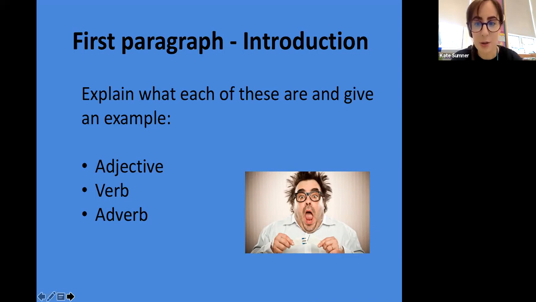And the adverb is an adjective and verb squished together. So adjective, verb, adverb. So it describes the verb. So how were they doing the action? So swimming gracefully, running quickly. Okay. Well done if you remembered those.